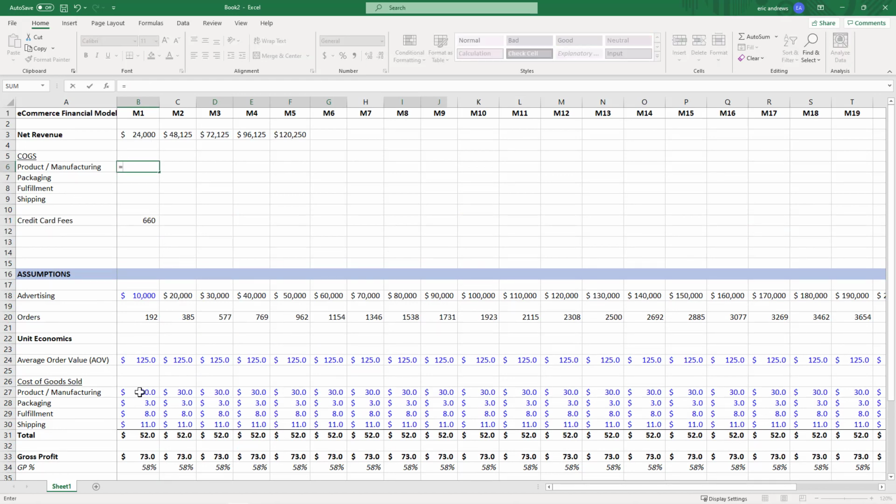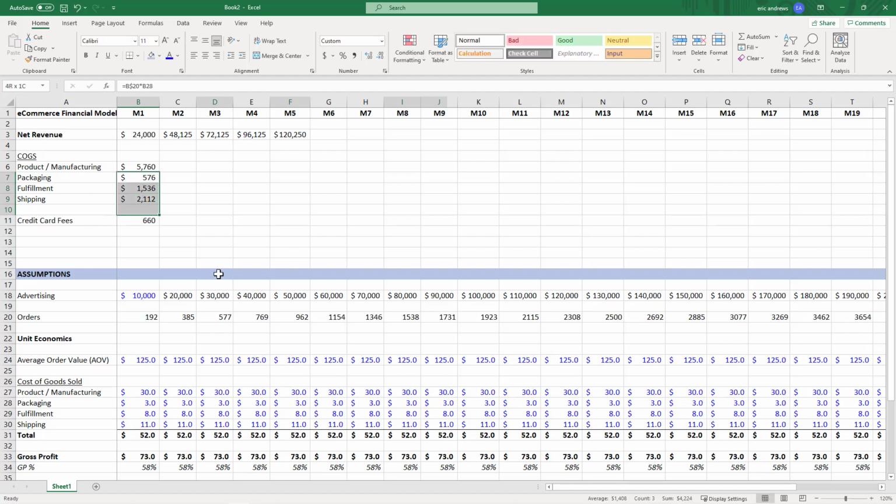Product manufacturing. Well, we know it's $30 per basically order. So all we have to do is multiply the orders, and I'm going to lock the row, meaning put a dollar sign in front of the row, so that when we copy this formula down, the row doesn't move. And I'll show you what I mean in just a sec here. And we multiply it by the product cost. So if we multiply this down one, we'll see that the row reference did not move because we locked the row. However, this other cell was totally unlocked and the reference moved down one cell. So now it's 192 times our packaging. The next one is 192 times fulfillment, and the next one is 192 times shipping.